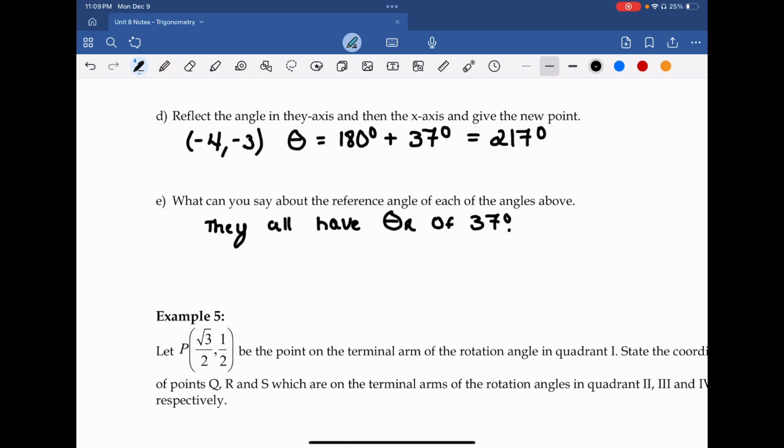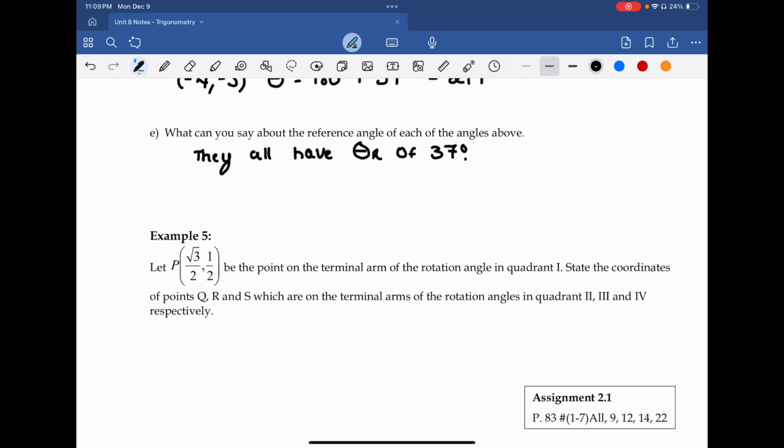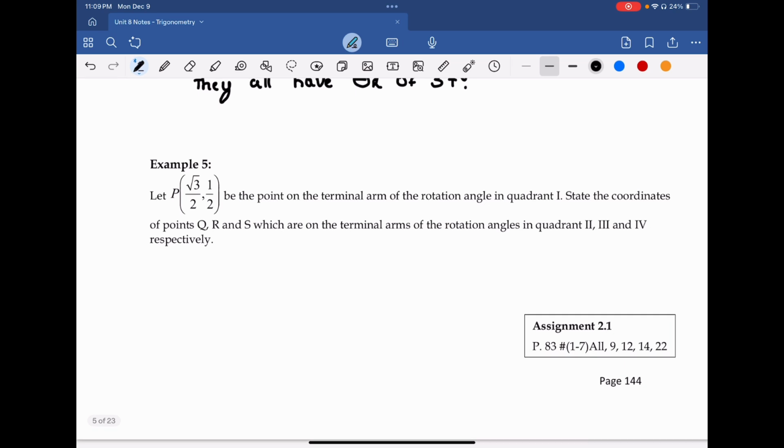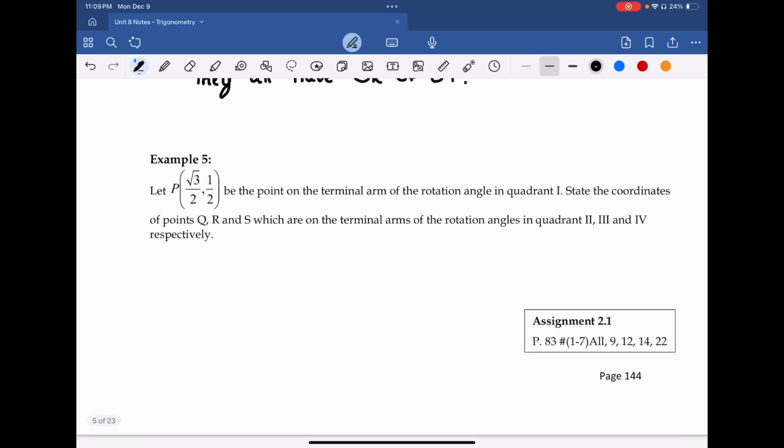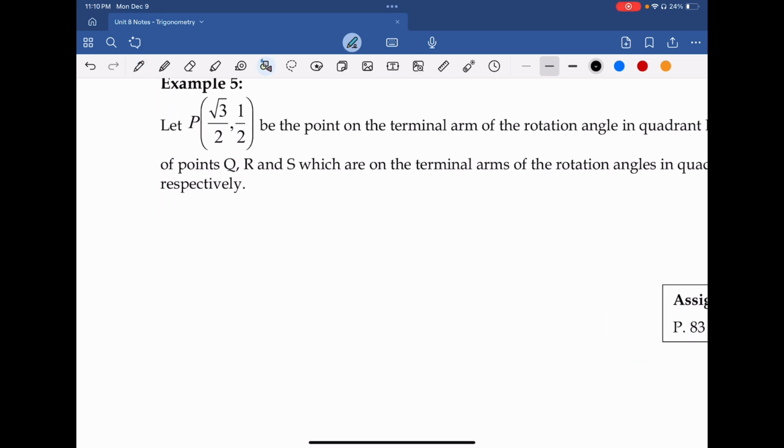Perfect. All right, we got one more example here, and it's dealing with what happens if we take a point, and this point is on the terminal arm when it rotates, and it's in quadrant 1. State the coordinates of Q, R, and S given that the terminal arms terminate in quadrant 2, 3, and 4 for Q, R, and S respectively. Now that probably sounds like a mouthful, but let's just deal with this here. I want you to draw a basic Cartesian plane like this, and then I want you to just draw that point somewhere in quadrant 1, whatever they've told us it is.